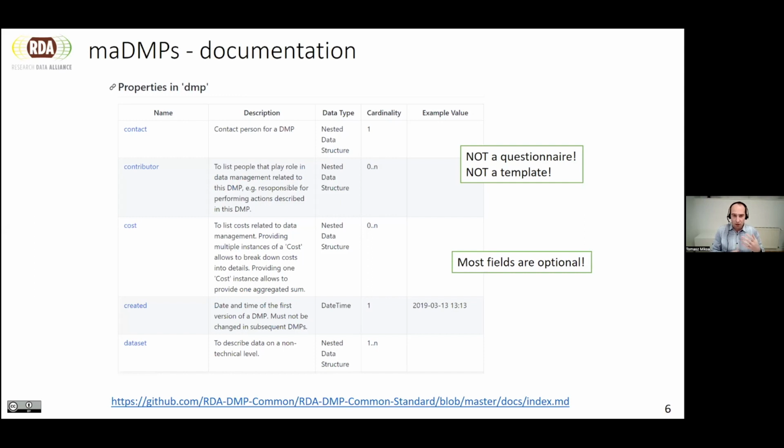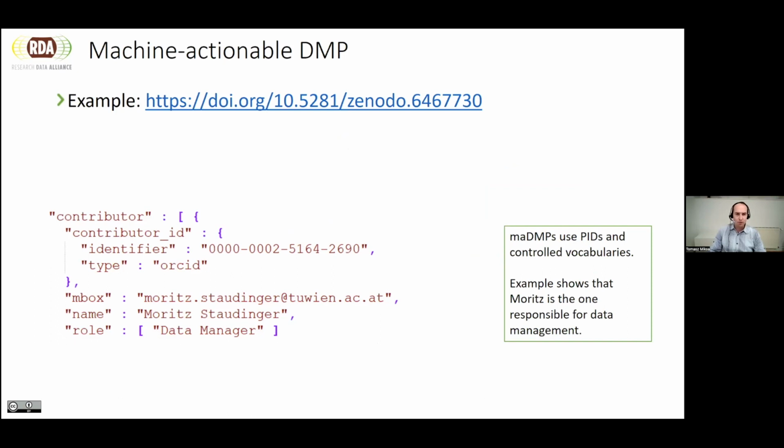Most of these fields are optional, and this is because specific constraints can be set by funders, or they depend on the context in which the DMP is used. So if, for example, you want to have a DMP for a project, because a DMP must always be connected to a project, this can be modified to say the cardinality is 1 instead of 0. And a specific example of machine actionability is here. You can see that we use persistent identifiers and controlled vocabularies.